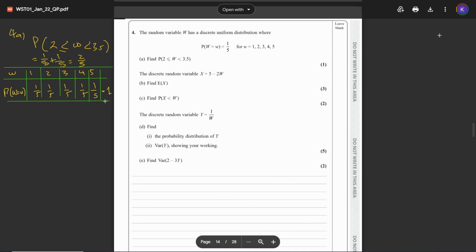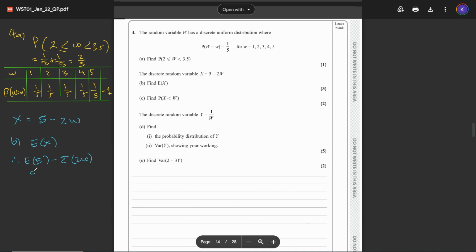Okay, let's go to the next question now. The next question says the discrete random variable X is equal to 5 minus 2W. Let's write that down. X equals 5 minus 2W. We want to find out what is the expected value of X. So therefore, we want to find out what is the expected value of 5 minus the expected value of 2W.